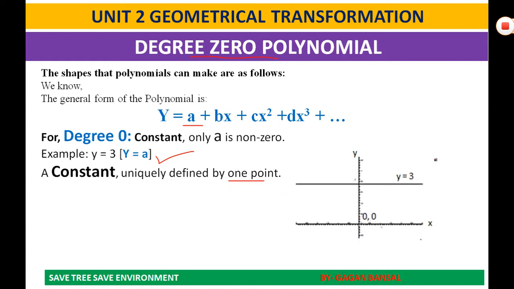Like for example in this particular figure, y equals 3 represents this line, which is parallel to the horizontal line x. So 0 order polynomials are constant straight lines determined by a single point, say y equals 3. So in y equals 3, if we draw the polynomial, in every case it shows this line.